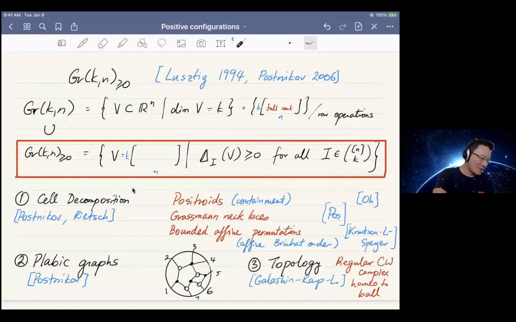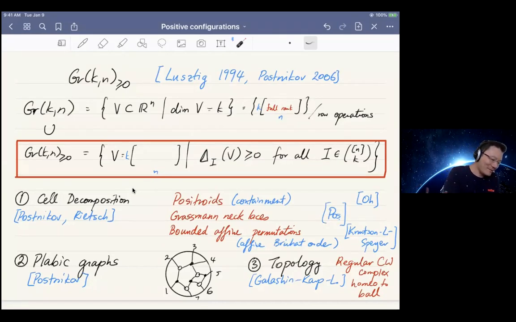Okay, so that's a subspace of the Grassmannian, and here's a snapshot of some of the many things we know about it. So, the combinatorics of the cell decomposition. The cell decomposition was described by Postnikov and by Rietsch, and Postnikov described very many different ways to index the cells, and I wrote down here my 3 favorite ways.